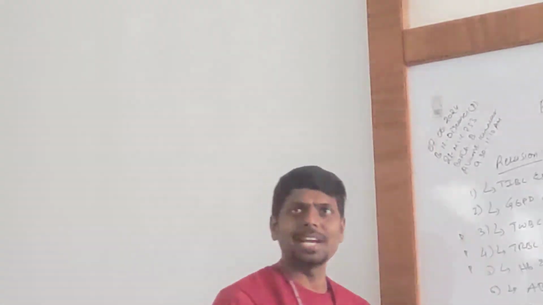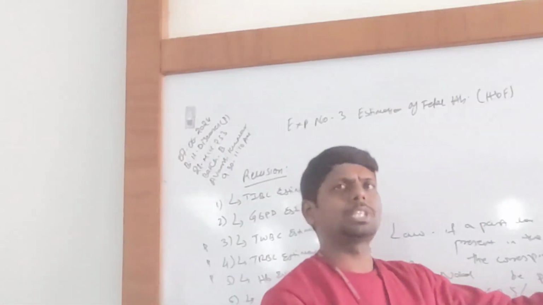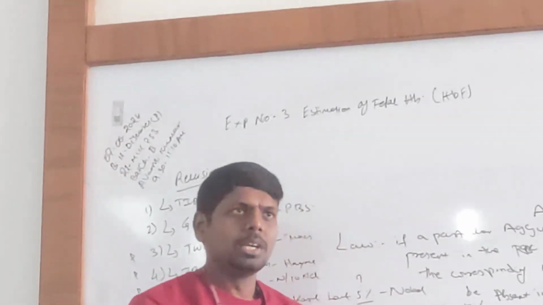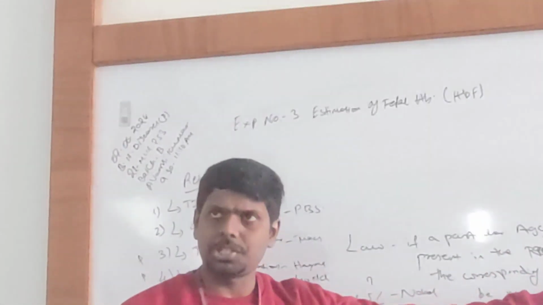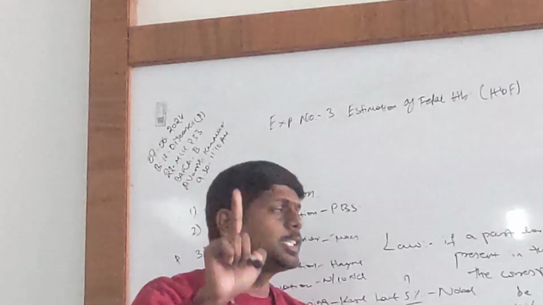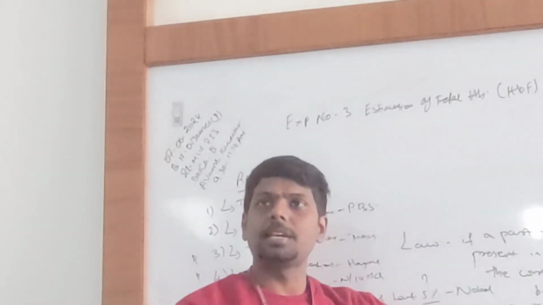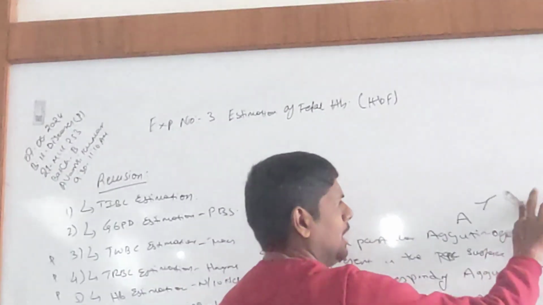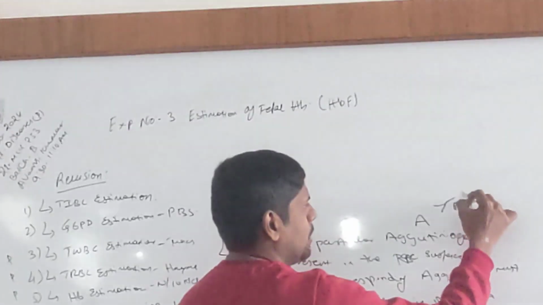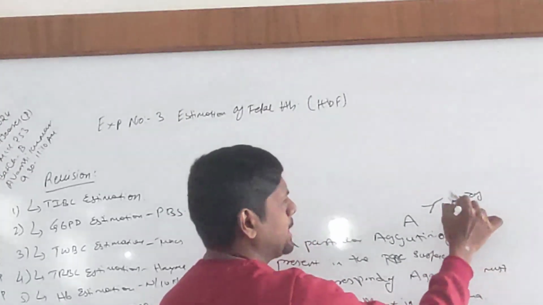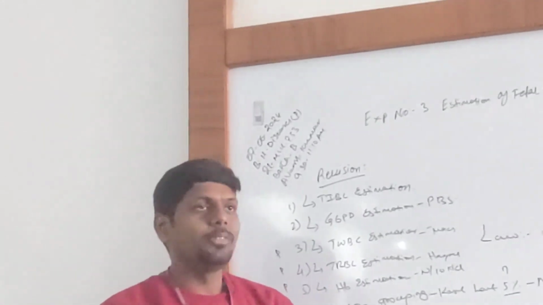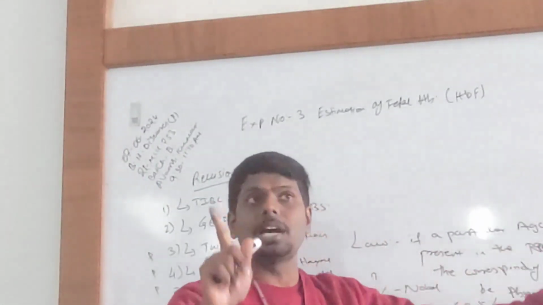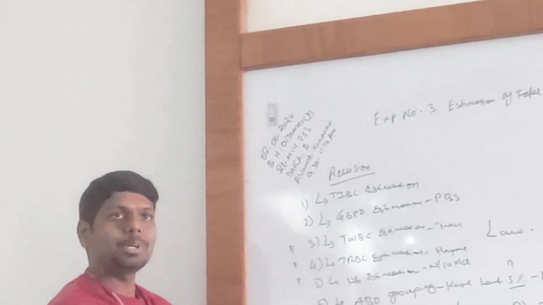Try to understand. He said, if a particular agglutinogen, for example antigen A, is present on the patient's blood, the corresponding agglutinin must be absent. What does the corresponding agglutinin mean? The corresponding A antibody must be absent in the plasma. If a patient has A antigen, the A antibody must be absent. That is the rule.